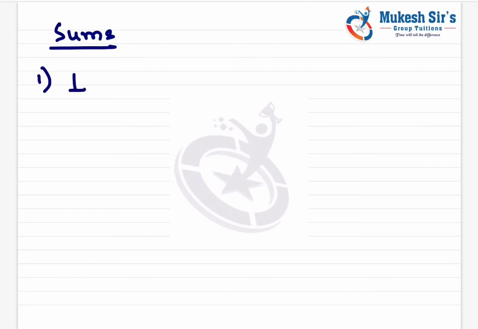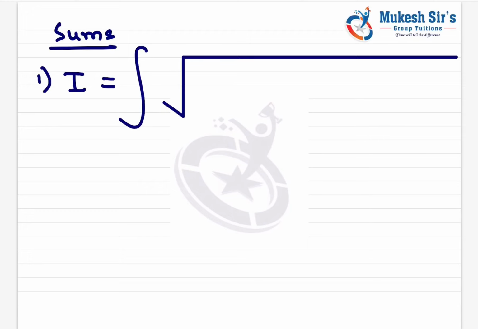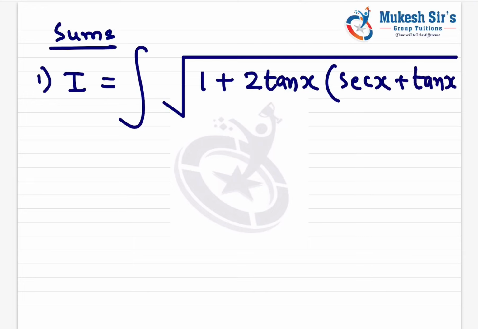Suppose you have integration of root of 1 plus 2 tan x into sec x plus tan x. So how do you solve this? Tell me. Integration root of 1 plus 2 tan x into bracket mein sec x plus tan x.